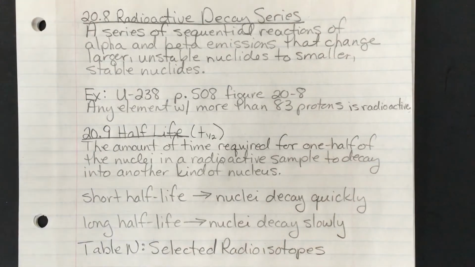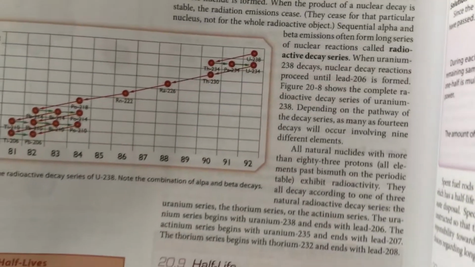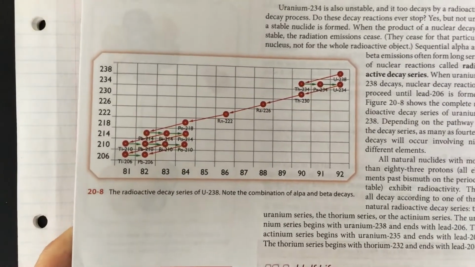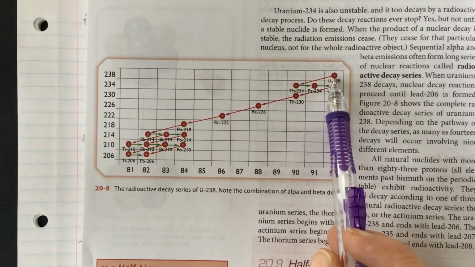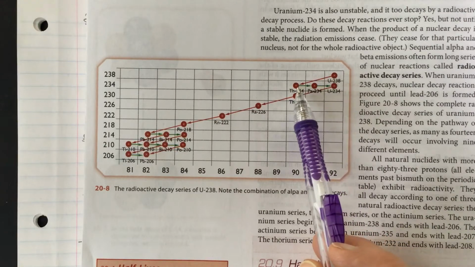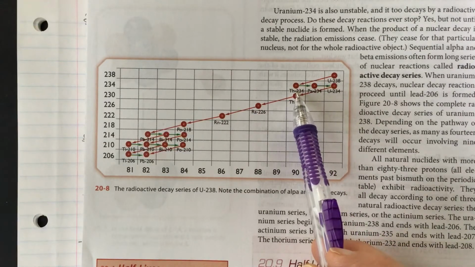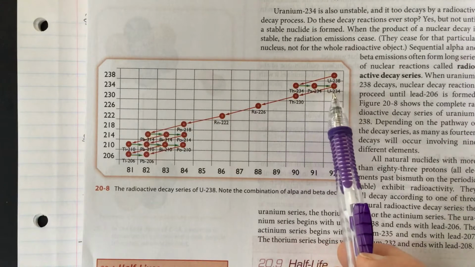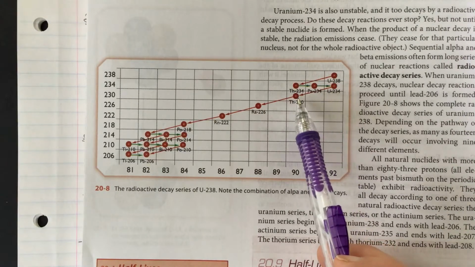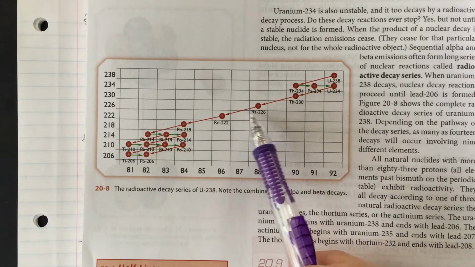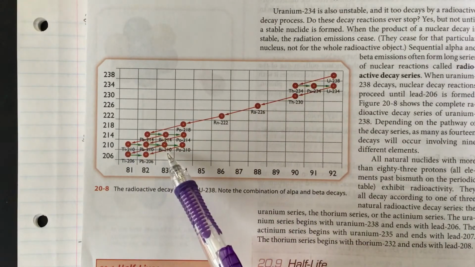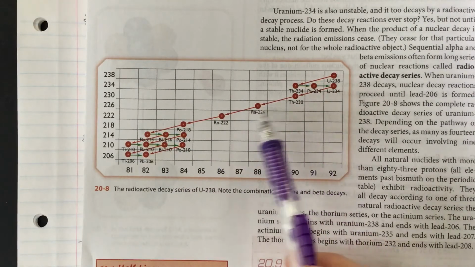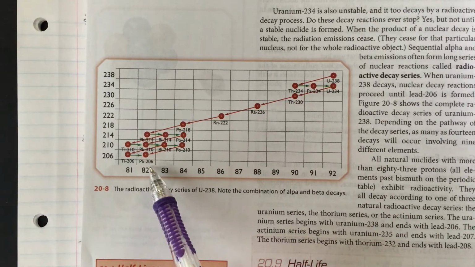And that is actually illustrated in your book on page 508. Right here. And we can see if we take uranium-238, it decays many times. So thorium-234, palladium-234, uranium-234, thorium-230, and so on and so forth. And there's a lot of different pathways it can take once it gets down here. So this is a radioactive decay series that you are looking at.